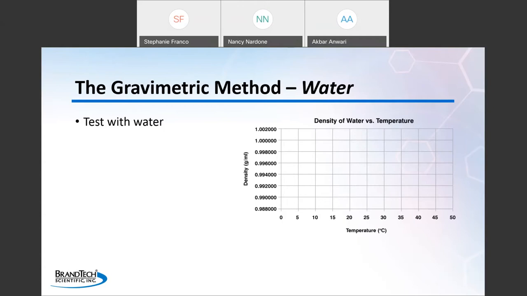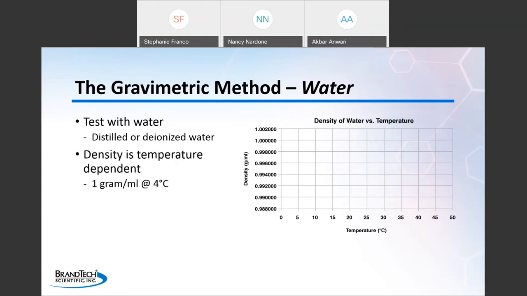The type of water being used for the testing is also important. It must be distilled or deionized water. This is because they don't contain any minerals or contaminants that will affect the density of the water. The density of pure water is 1 gram per mil, which is integral to this whole process. Tap water will vary from one area to another, as will its density, so it's not going to be appropriate for use in calibration. And the density of water is going to be temperature dependent. The density of water at 4 degrees Celsius or 39.2 degrees Fahrenheit is 1 gram per mil. However, as temperature changes, so does the density of water, which is why it's important to record the temperature that the measurements are taken at.